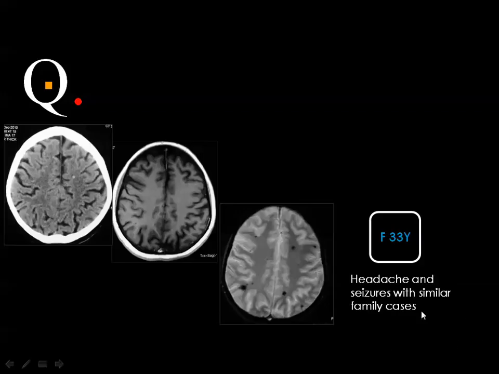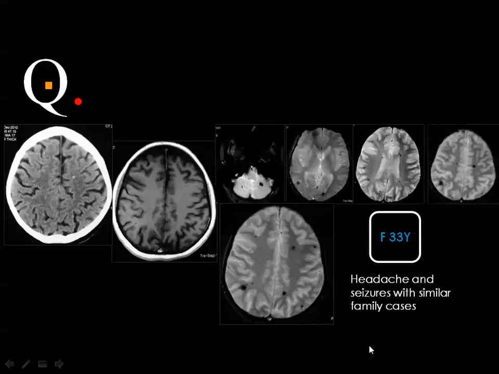This patient is complaining of headache, seizures, which is very important, seizures. Yes, and these are multiple cavernomas. And I have said that cavernoma may be so small that you see only the hemosiderin ring and you do not see the core of the lesion. I said that.